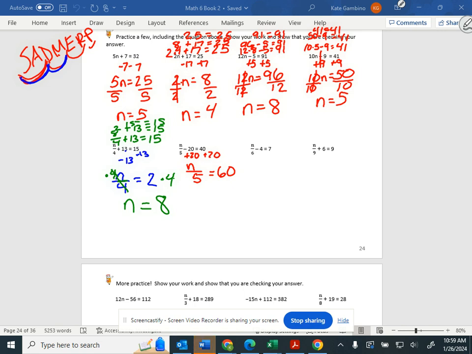So what's my next step? What's that second step? N over 5 equals 60. I did my adding. What do I have to do now? Am I going to divide or multiply? It is multiply. Why would it be multiplied? Because that fraction bar means divide. So the opposite of dividing is multiplying. So I'm going to multiply by that 5, because 5n divided by 5 gets me down to just n.